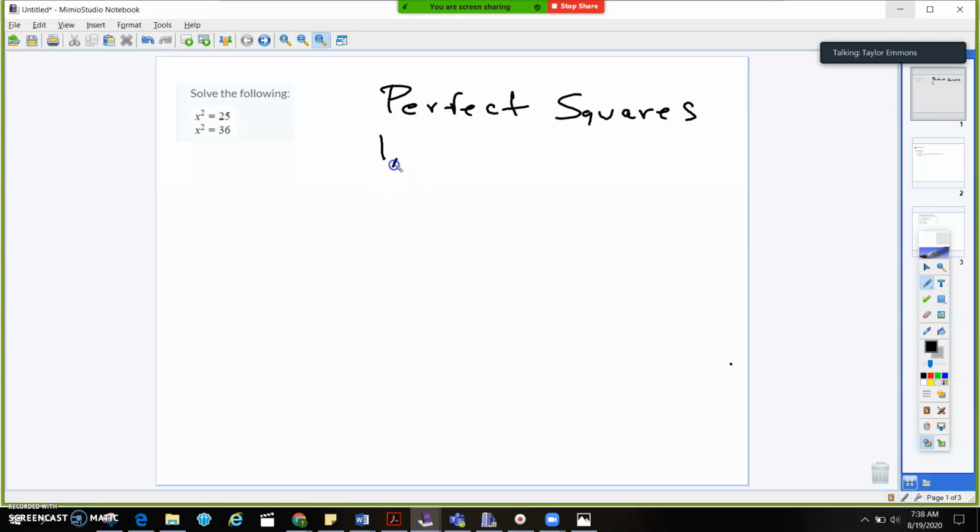So for instance, 1 times 1 gives us 1, 2 times 2 gives us 4, 3 times 3 gives us 9, 4 times 4 gives us 16, and hopefully you recognize this list. These are the perfect squares that you normally have memorized. So on this first problem, we've got x squared equals 25. Well, 25 is a perfect square.